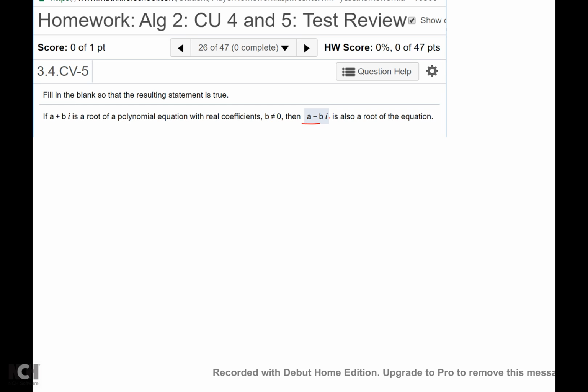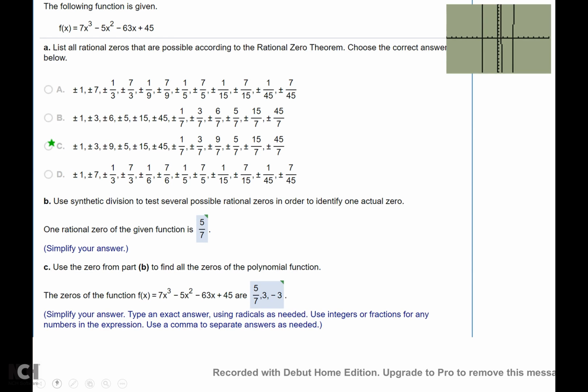Alright, it says if a plus bi is a root of a polynomial equation with real coefficients, b not equal to 0, then a minus bi is also a root. This was your complex conjugate theorem. Anytime you have an a plus bi, its conjugate is automatically another one.